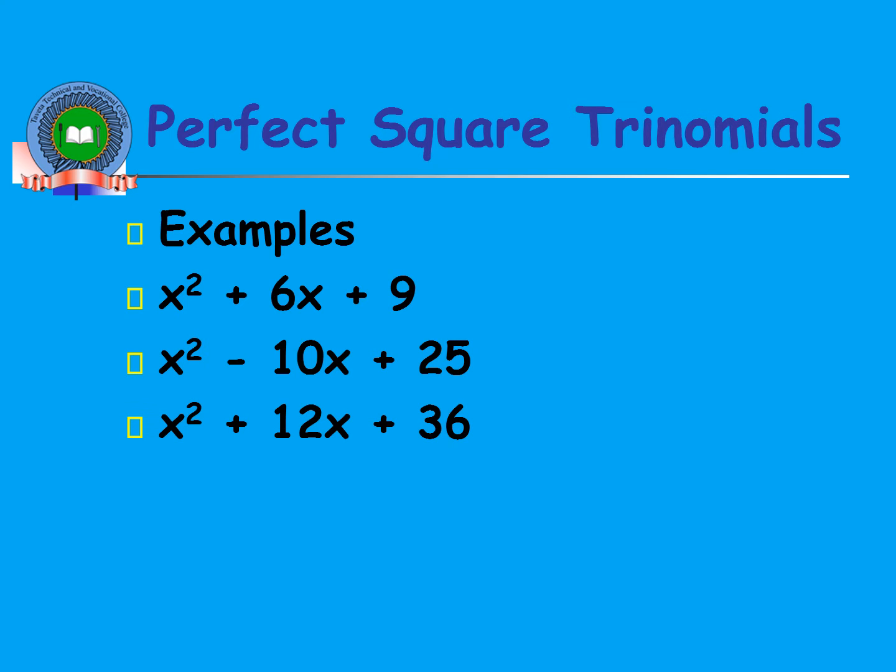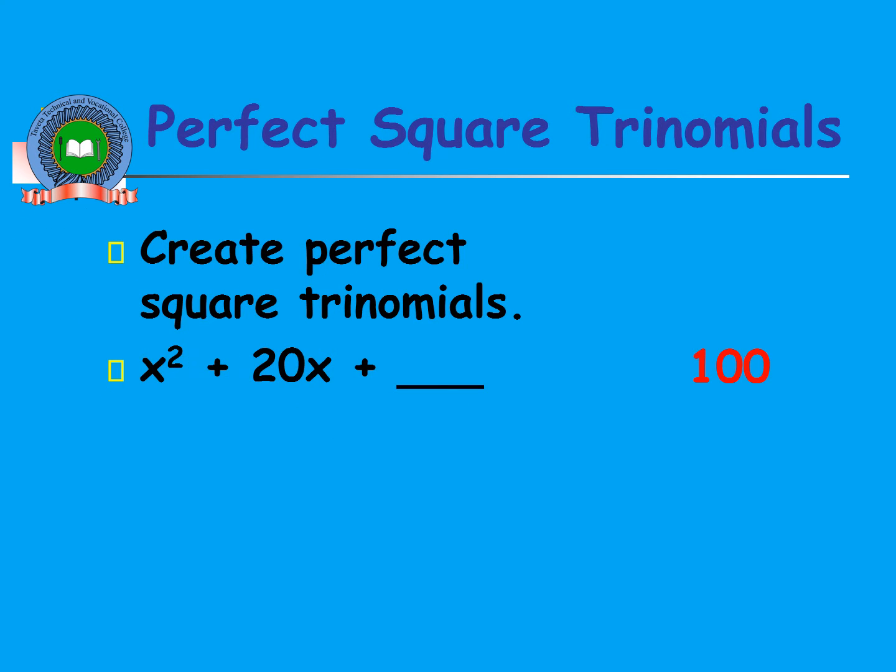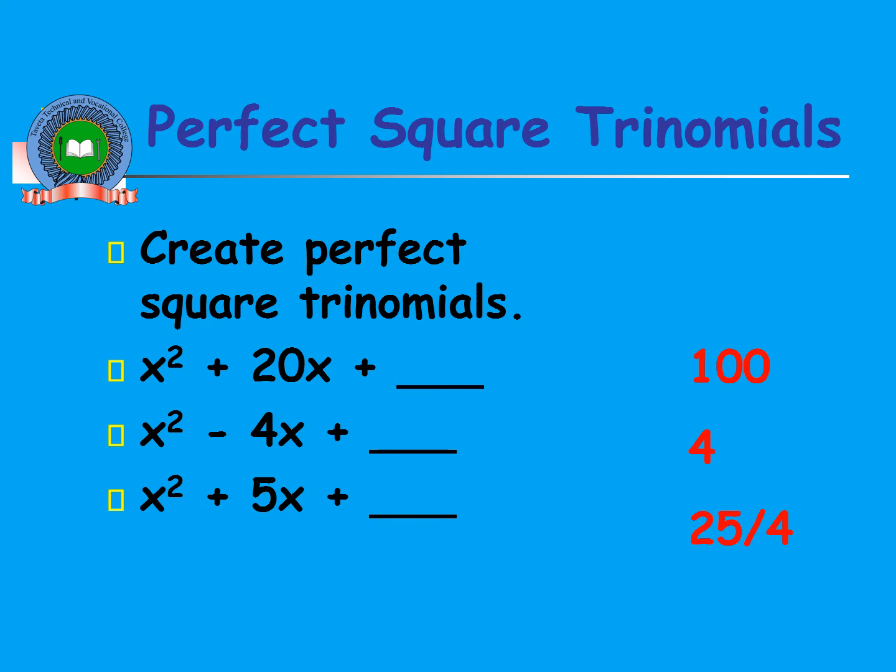So examples of perfect squares, we have x squared plus 6x plus 9, x squared plus 12x plus 36. And this is how you're going to create perfect squares, where we have x squared plus 20x plus dash, so we get 100. So how do you complete the square? By getting the constant term. So you can see the ones highlighted in red, those are the answers to the questions.